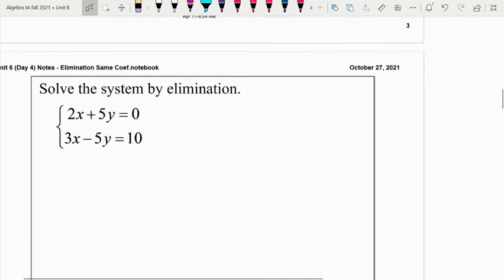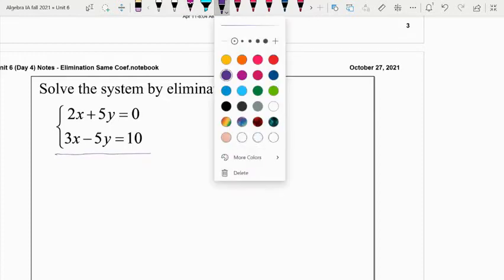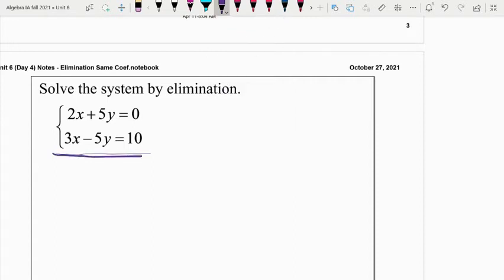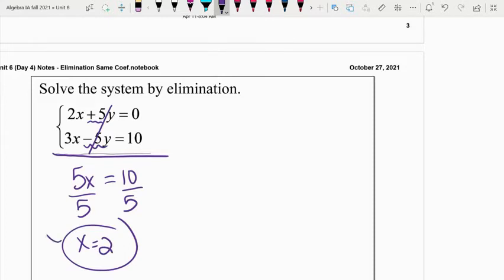All right, so looking at this first one, which you started earlier, we will add these two because we have a positive 5y and a negative 5y. So I'm going to add these together and get 5x. These are gone, equals 10. Divide by 5, so x equals 2. I substitute that back into one of those. I'm going to choose the first one.